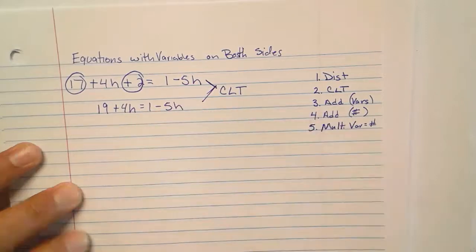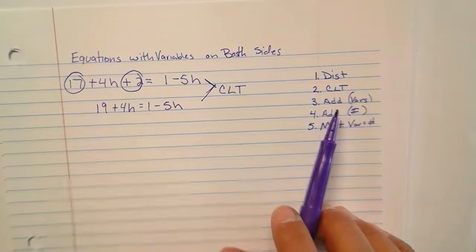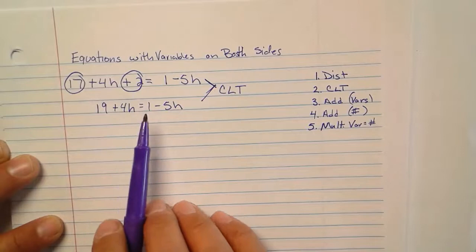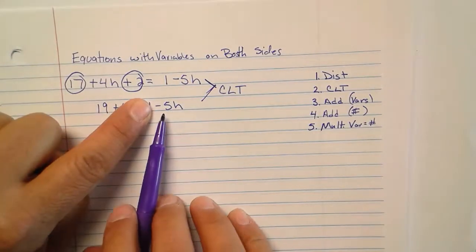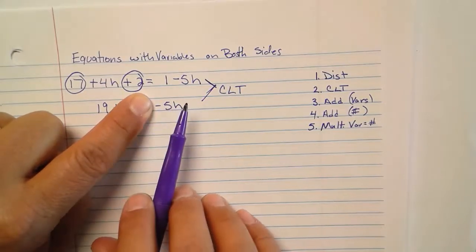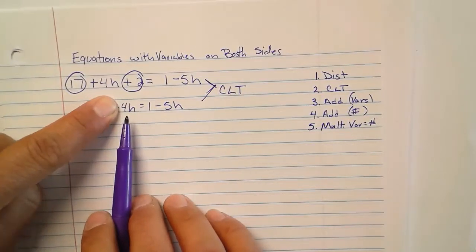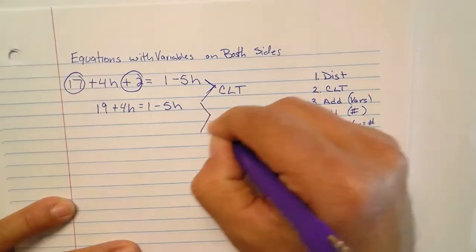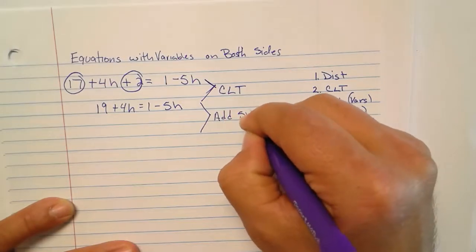Step number 3 was to add so I can get all the variables on one side. What I'm going to do here is put all my variables on the left-hand side, because I know that in order to remove the negative 5h, I have to add 5h, and if I add those 5h to the left-hand side, I would have positive h's. So what I'm going to do is add positive 5h on both sides.